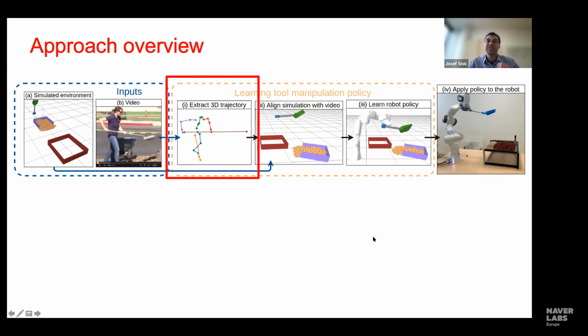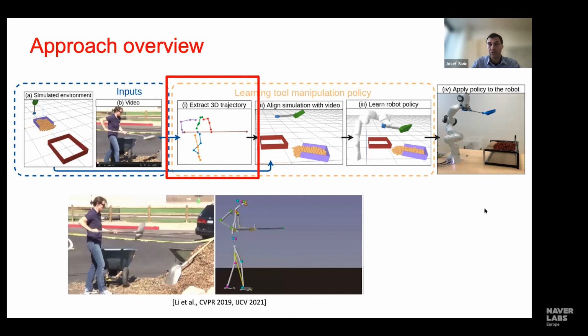The first one is extracting the 3D trajectory of the tool from the video. And for this, we use the approach which I've just explained, where we estimate the trajectory of the person together with the tool. So we estimate both the person and the tool, but in this approach, we really use only the tool. So we forget the actual motion of the person and only keep the motion of the tool.